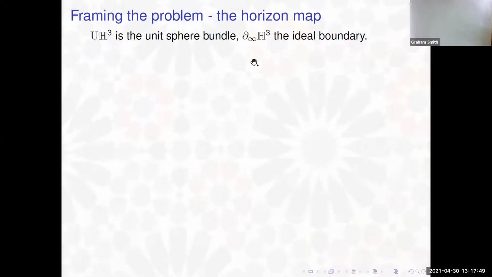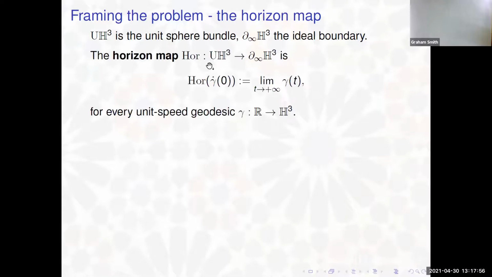So I define UH3 to be the unit sphere bundle over H3, and I introduce what I call the horizon map. The horizon map is this function which sends a unit sphere bundle over H3 to the ideal boundary of H3, which we recall is defined to be the space of equivalence classes of complete geodesic rays, and which sends a unit vector, so the derivative of a geodesic ray at 0, to its point at infinity.